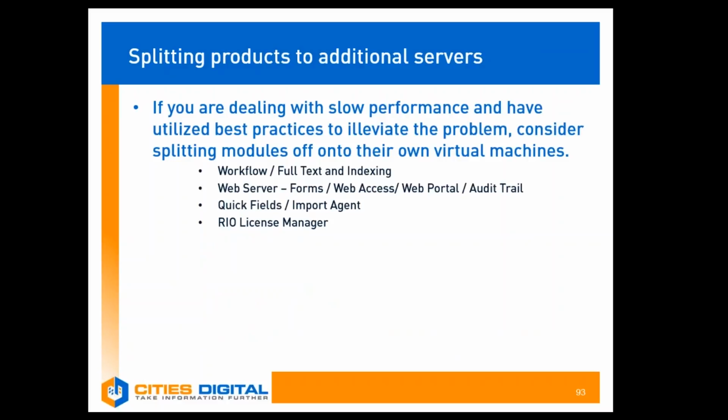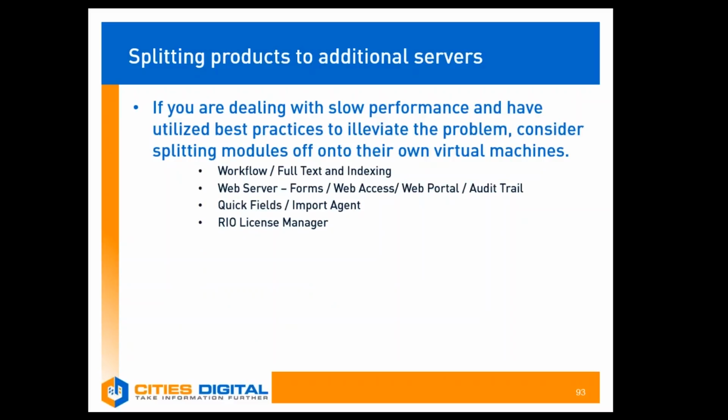All right, splitting products to additional servers. So if you're dealing with slow performance and have utilized best practices to alleviate the problem, such as splitting SQL off, consider splitting modules off onto their own virtual machines. I see this a lot too, where everything's on one server, and that server has 4 gigs of RAM. It's the workflow server, it's the form server, it's QuickFields server, it's everything on this one server. You can take workflow and put it on its own VM. That will create some high value because it's doing a lot of work. It's using a lot of resources.